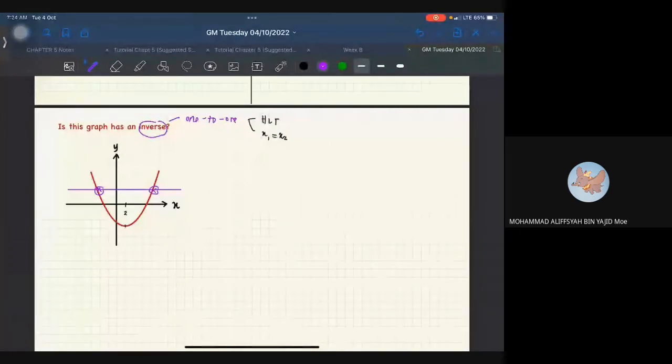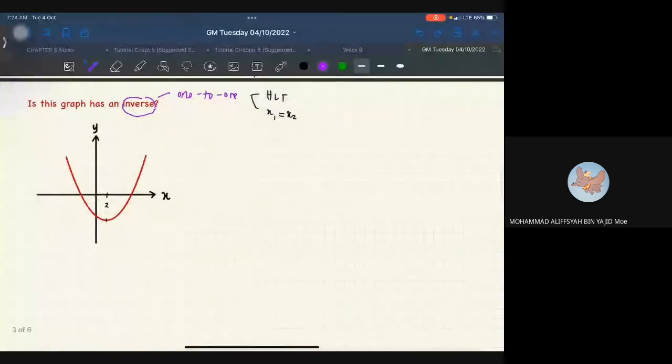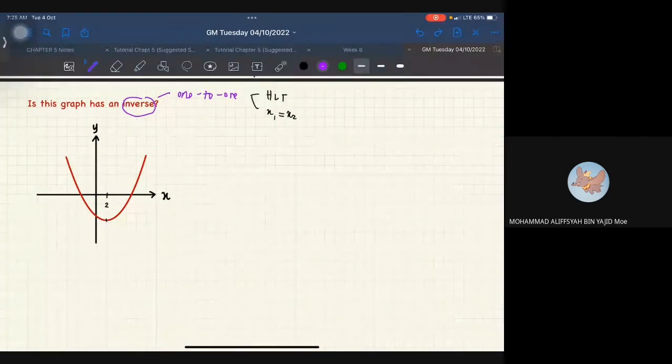Okay, so my question is, do you have any idea on how we can make it to have an inverse? Ada tak something yang kita boleh ubah pada graph ini untuk jadikan dia ada inverse? Okay, sebab we know that untuk dia ada inverse, dia mesti one to one. Dia tak boleh many to one. Dia tak boleh one to many. Ada idea tak macam mana kita nak jadikan graph ni one to one? Okay, so saya bagi tahu teruslah.